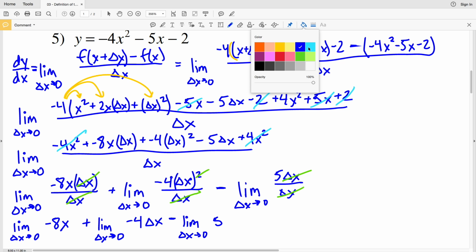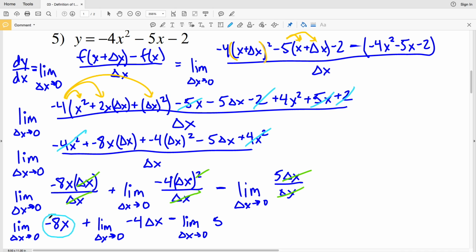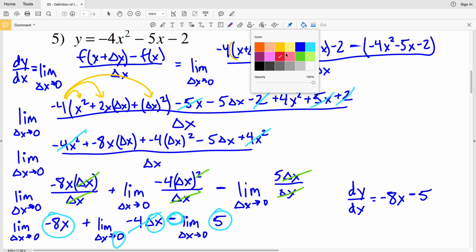So you can see that as delta x approaches 0, my limit of negative 8x is negative 8x. The limit as delta x approaches 0 of negative 4 times delta x is 0 because I can plug a 0 in for delta x, and 0 times negative 4 is 0. And then the limit as delta x approaches 0 of 5 is 5. And that limit, remember, is subtracted. So dy dx equals negative 8x minus 5. And that's my solution in number 5.